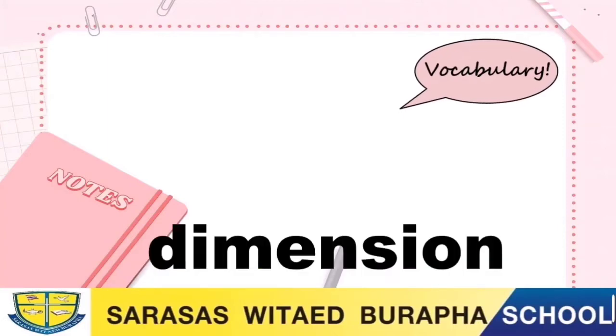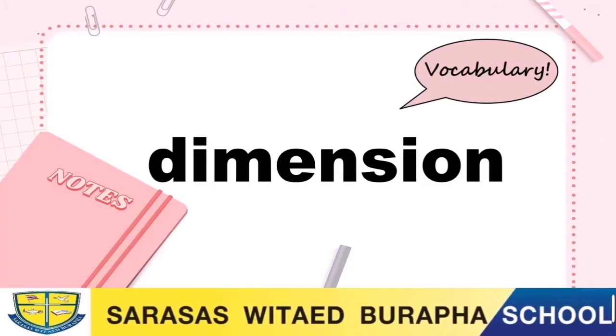Second word is dimension. One more time, dimension. Let's spell the word: D-I-M-E-N-S-I-O-N. Dimension.